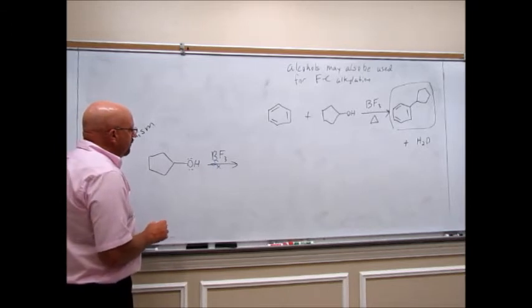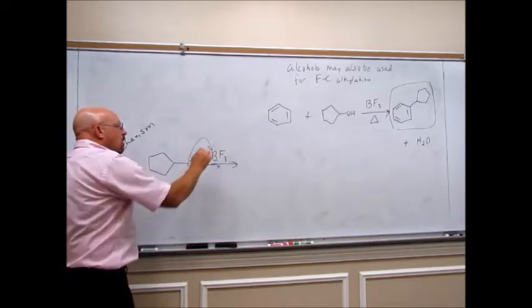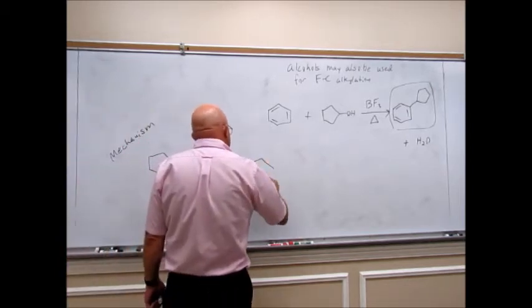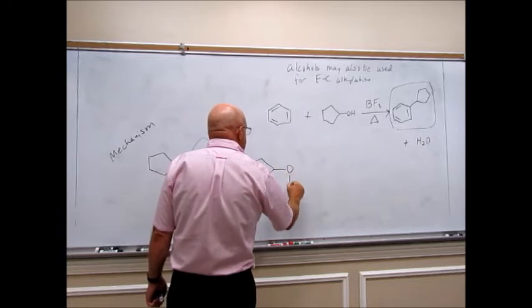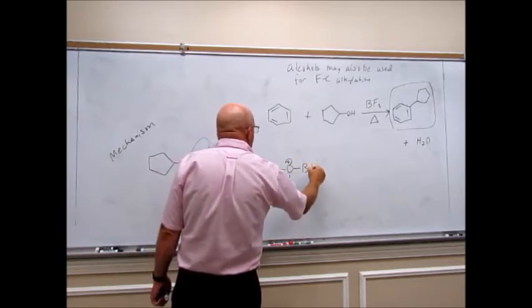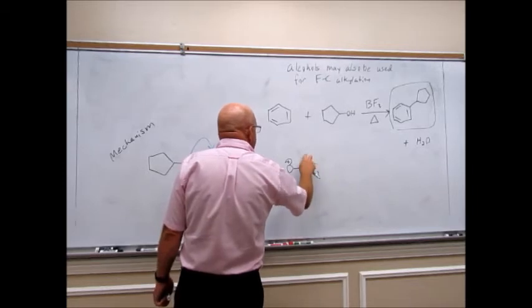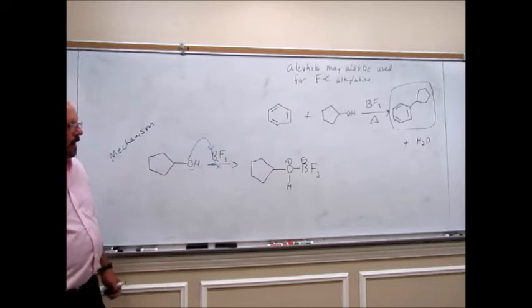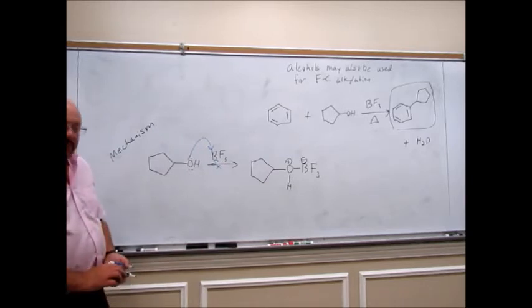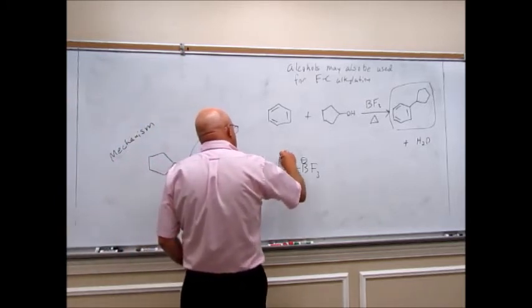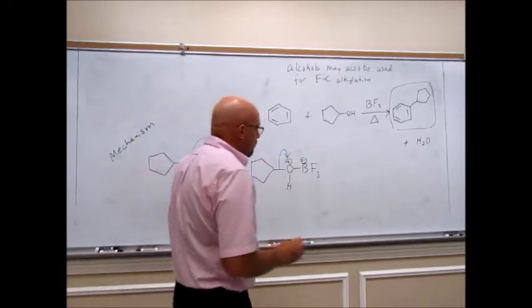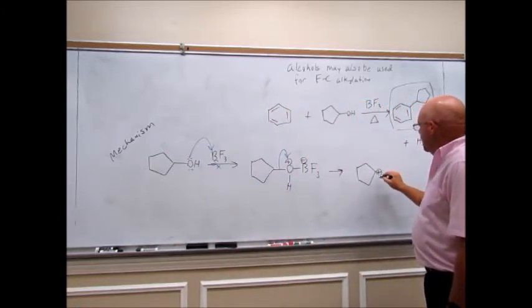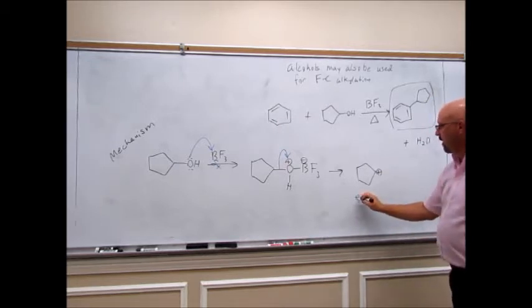It wants some electrons. Well, it can get them from the OH group, or alcohol. That alcohol will give a pair to the boron. That leaves a plus charge on the oxygen, and that puts a negative charge on the boron. Now that oxygen with a full plus charge is a good leaving group. That's going to leave off. That gives us our carbocation. That is our electrophile.